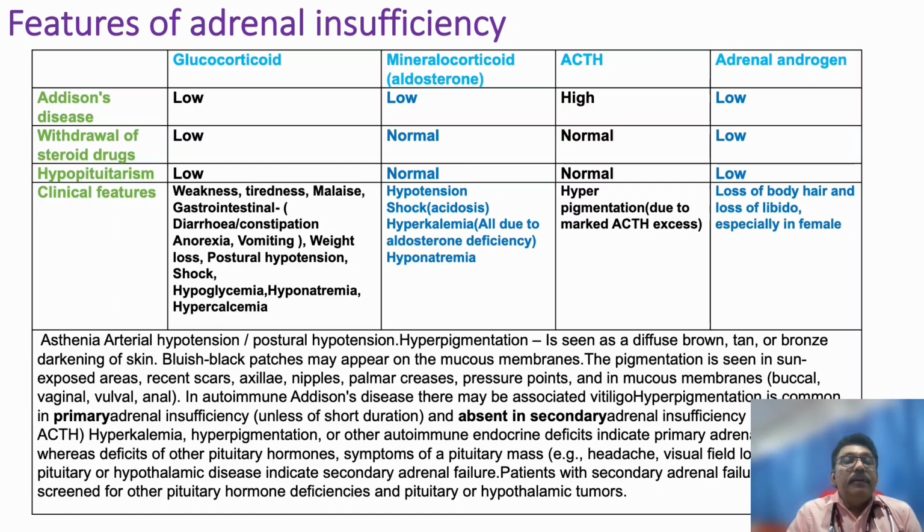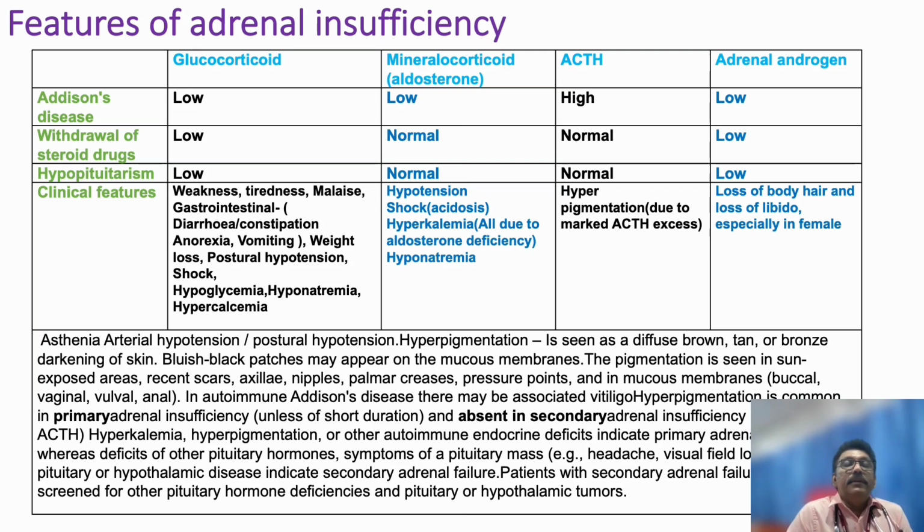Now, features of adrenal insufficiency. Addison disease: glucocorticoid levels are low, mineralocorticoid levels are low, ACTH is high, adrenal androgen is low. Withdrawal of steroids: glucocorticoids low, mineralocorticoids normal, ACTH normal, adrenal androgen low. Hypopituitarism: glucocorticoids low, mineralocorticoids normal, ACTH normal, adrenal androgen low.